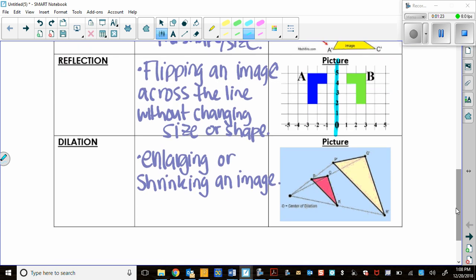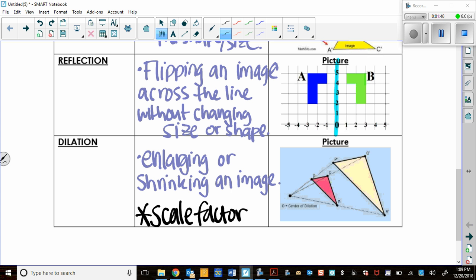And the last one is the dilation, when we enlarge or shrink an image based on the scale factor. So the word here that we're really going to look at is scale factor. Okay, so I'm going to go ahead and flip to the next page so that you can see the different examples.